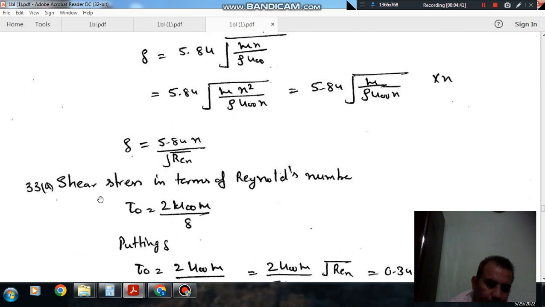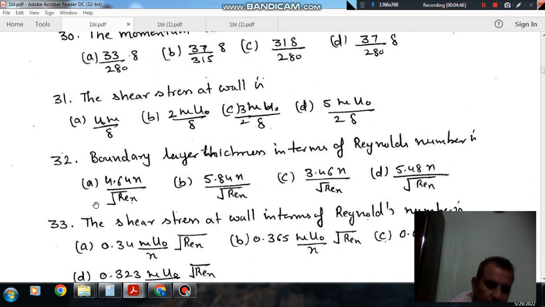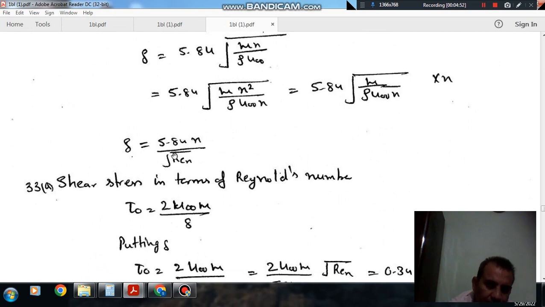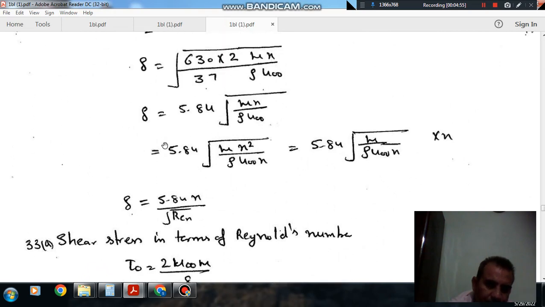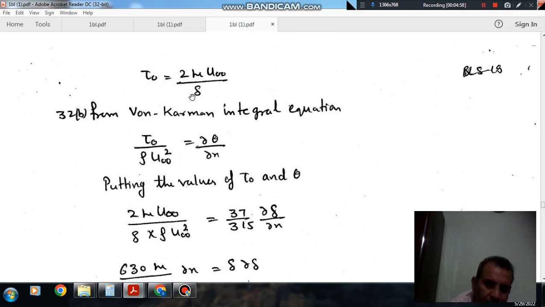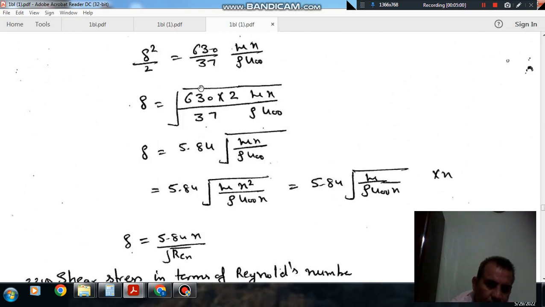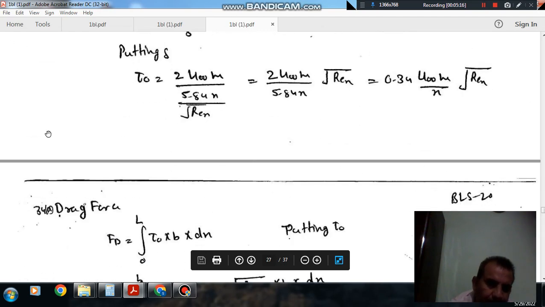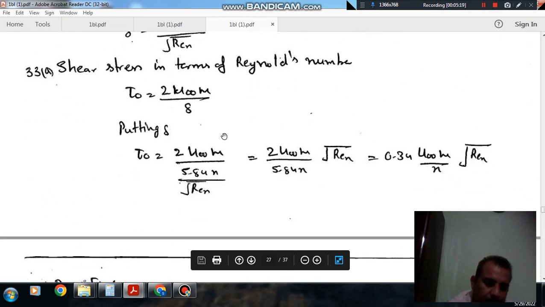Okay. So next is shear stress in terms of Reynolds number. Now we have delta in terms of Reynolds number, and we have shear stress in terms of delta. That is this quantity. So put in the value of delta, and we can find out the shear stress in terms of the Reynolds number. So that is 2 u infinity mu by delta. Delta is 5.84 x by root Rex. So it will be 0.34 u infinity mu by x root Rex. Okay. So that is the shear stress in terms of the Reynolds number.